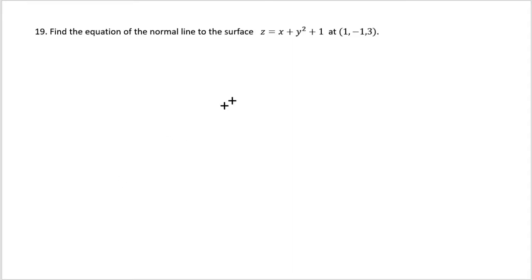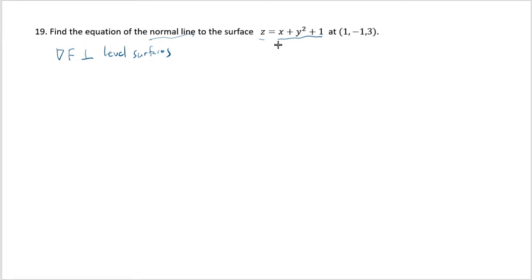Now suppose you're given a surface as z equals a function of x and y, and you're being asked to find the normal line. What do you do? Well, we want to make use of the fact that the gradient of a function is perpendicular to level surfaces. The problem is we're presented with the surface without any reference to the function whose level surface this is.